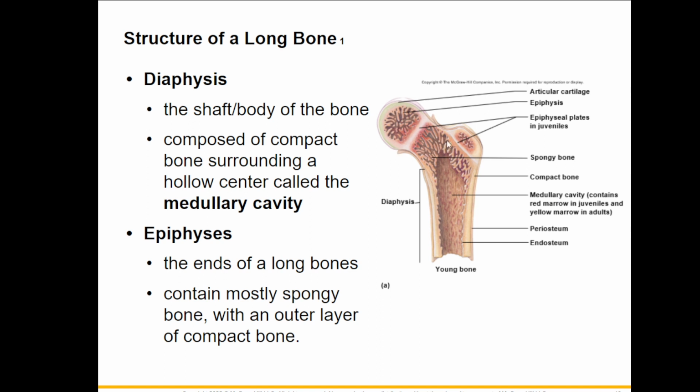Now, the ends of a long bone, this circular area here, we call that the epiphysis. Okay? Epiphysis. So if it's letter I, it's singular. If it's letter E, it's plural. Okay? So both will be accepted. So the ends of the long bones are usually composed of spongy bone inside with an outer layer of compact bone. That's its formation. Okay? And we know what happens inside the spongy bone, right? You have your trabeculae, your bone marrow, etc.